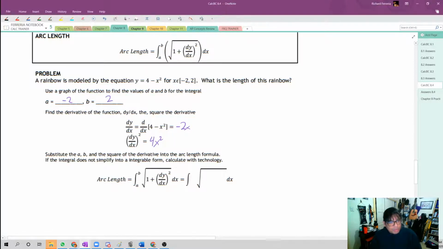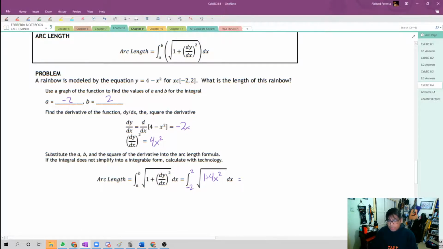So going back to my formula for arc length, this is going to be the integral from negative 2 to 2 of the square root of 1 plus 4x squared. Now normally with these, if the integrand is not easily simplified, you're just going to get a calculator, because these integrals get nasty really quick. I can't make a u substitution because there's no x on the outside to balance the derivative of 4x squared. So I'm just going to use technology.